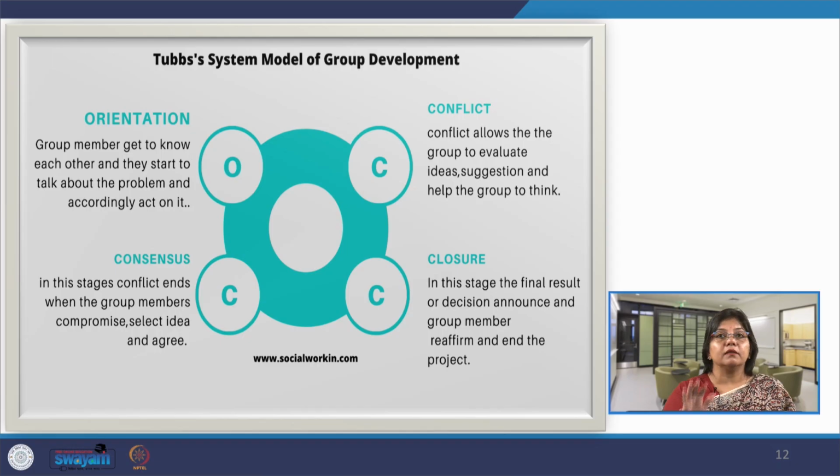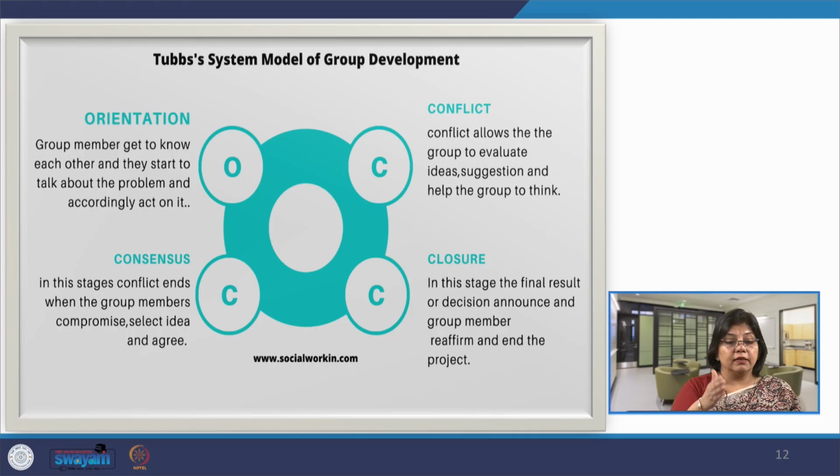So, this is the pictorial representation of the TUP system model of group development, which is specifically applicable for small projects, where the first stage is the orientation, where members tend to get to know each other and they start to talk about the problem and accordingly act on it. The group is already there, it is established, but how to orient every group member based on the problem, that is the function of the first stage, that is orientation. The members tend to discuss the problem and find ways for the solution of the problem or the idea.